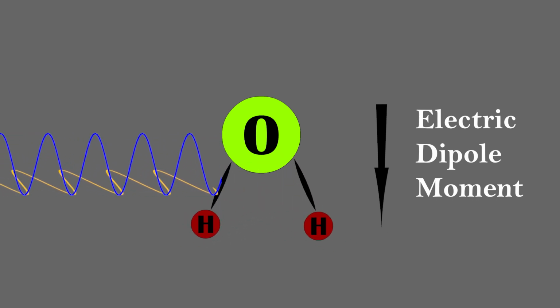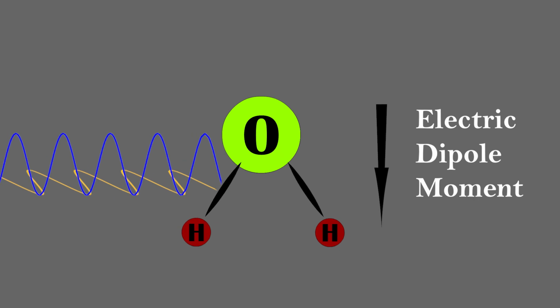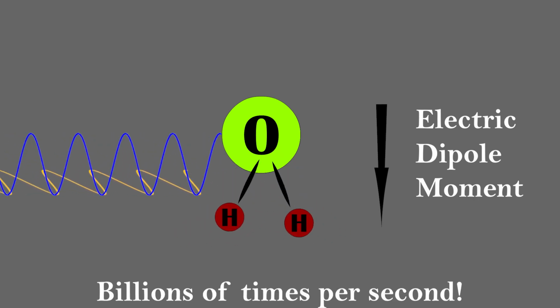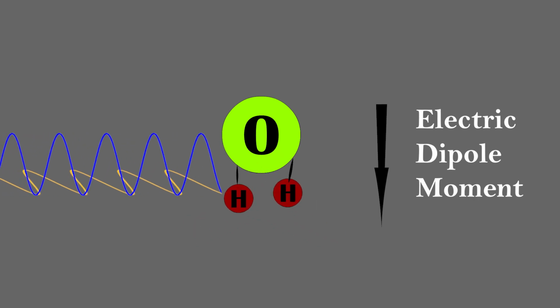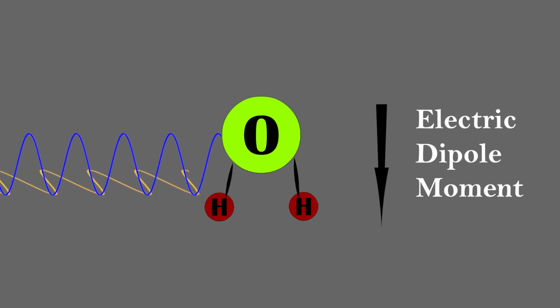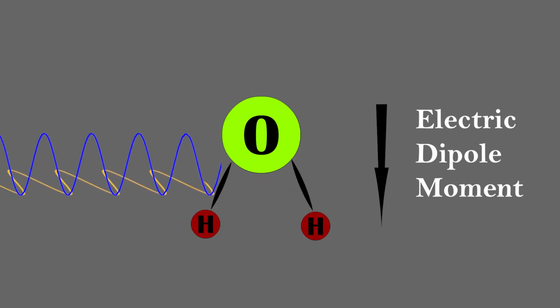The alternating electric field changes continuously, making water molecules shift their orientation billions of times per second. This motion converts into kinetic energy through molecular collisions, generating heat. Thus, microwaves effectively heat foods containing water.